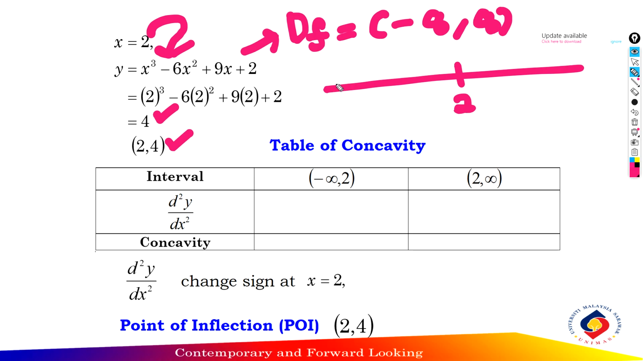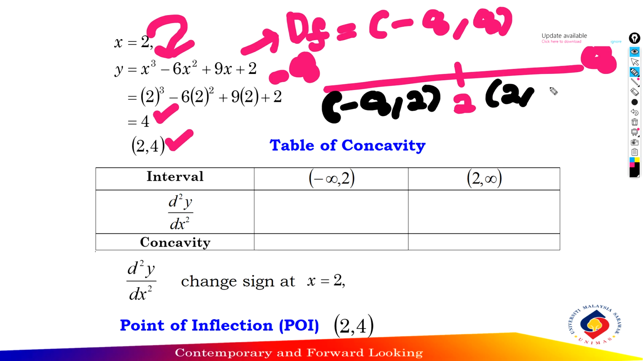So you draw the number line, starting at negative infinity on the left to positive infinity. The first interval from the left is negative infinity to x equals 2, and the second interval is 2 to positive infinity. You put the first interval, negative infinity to 2, in the second column, and write down the second interval, 2 to positive infinity.